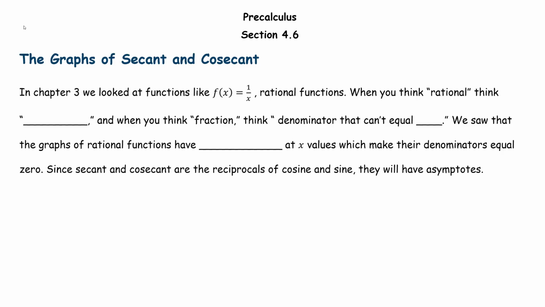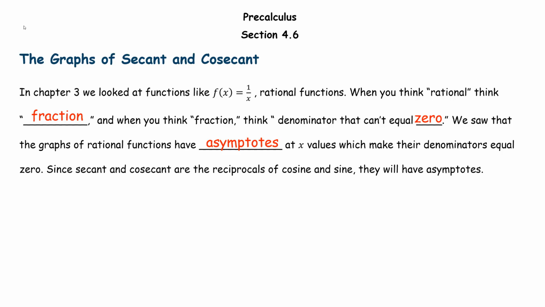So in chapter 3, we looked at functions like f of x equals 1 over x. Those are rational functions. And when you think rational, think fraction. And when you think fraction, think the denominator cannot be 0. That's the most important thing. We saw that the graphs of rational functions have asymptotes at x values which make their denominators equal to 0.